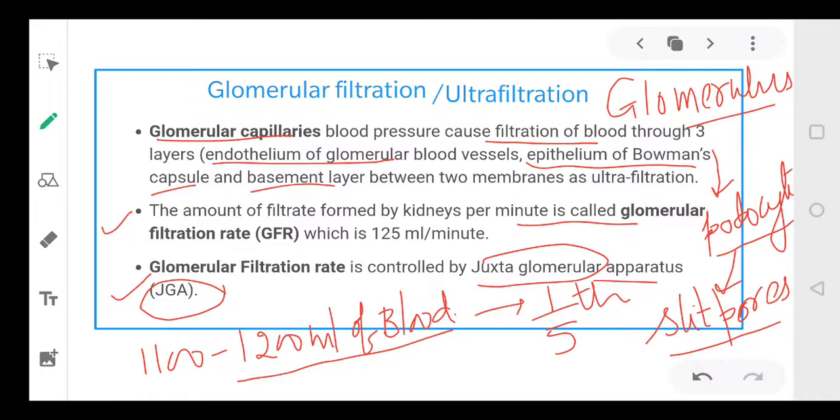Now it is a very sensitive region which is formed by a combination of the DCT, that is the distal convoluted tubule, plus your afferent arteriole. Okay, DCT plus your afferent arteriole. So these two together form the juxtaglomerular apparatus. So your GFR is regulated by JGA, right? Okay, very good.